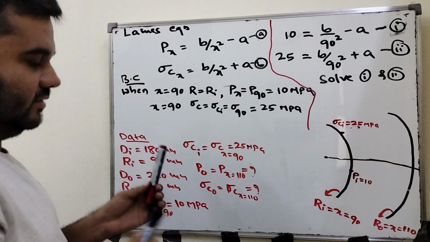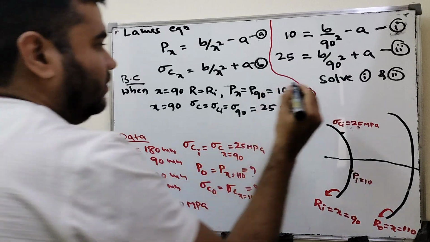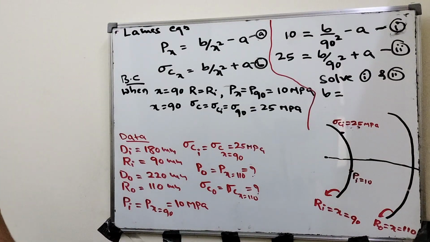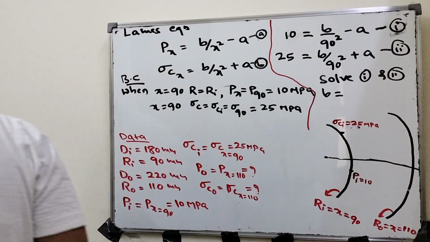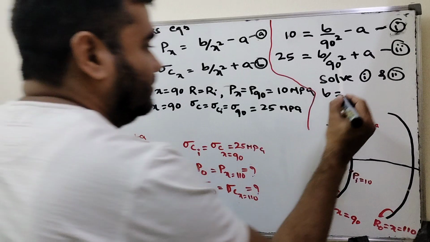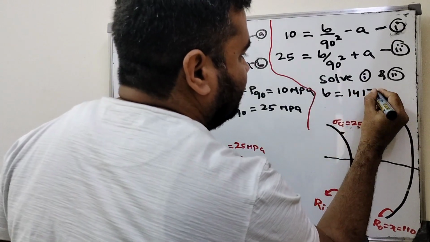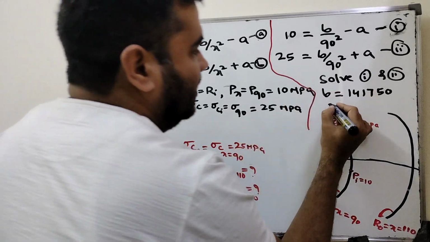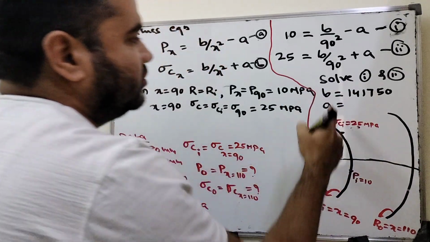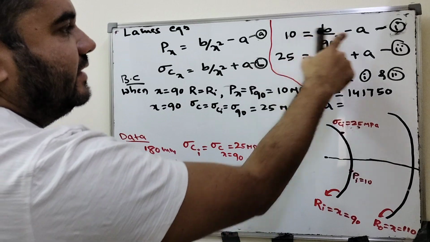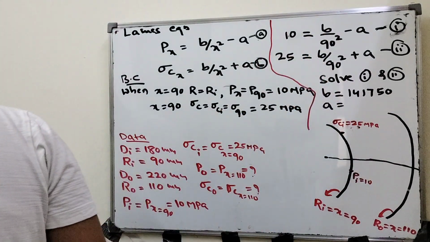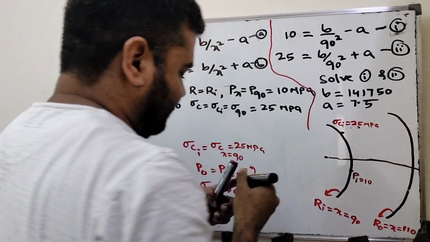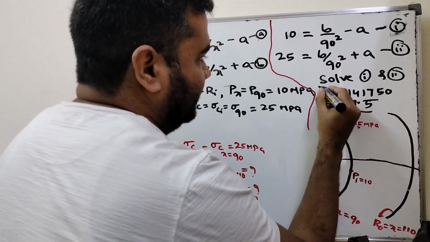After solving 1 and 2, we will get the b value first. b equal to 141750. This is a constant, no dimensions. And a equal to how much? Again substitute the b value in any one equation, we will get the a value. Okay, a is 7.5. These two we will get here.